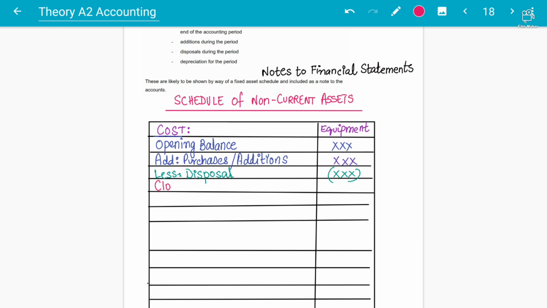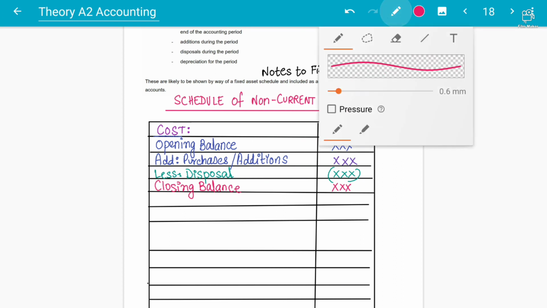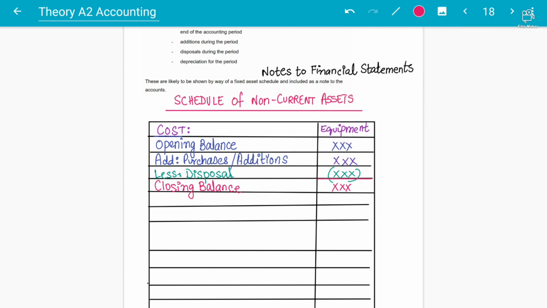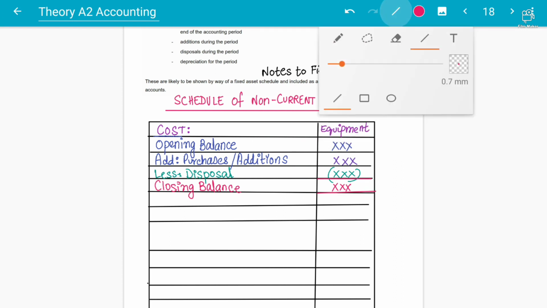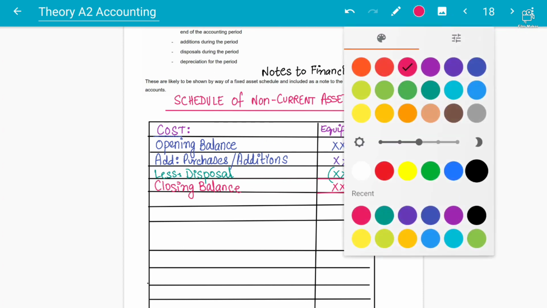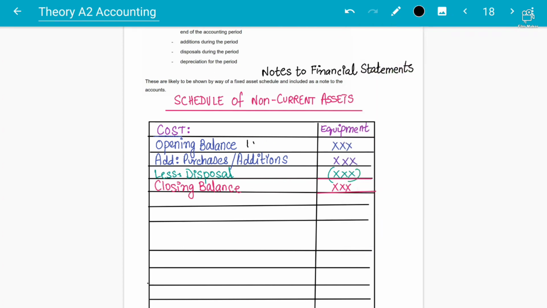This is basically all based on the cost model. You take the opening cost, just like the T account of cost, and that leads to the closing balance of the equipment for the year ended. This will be at the start of the year. Don't put the double line, because this is the format. This will be the opening balance, let's say 1st January 2000 and something, and this will be the closing balance, say 31st December 2000 and something. So this is the cost.